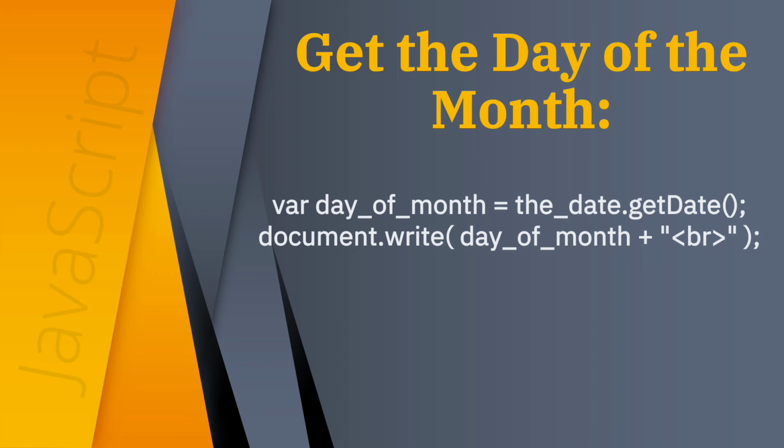Get the day of the month. To get the day of the month, rather oddly, you need getDate. This doesn't get you today's date, but a number from 1 to 31, which is the day of the month.